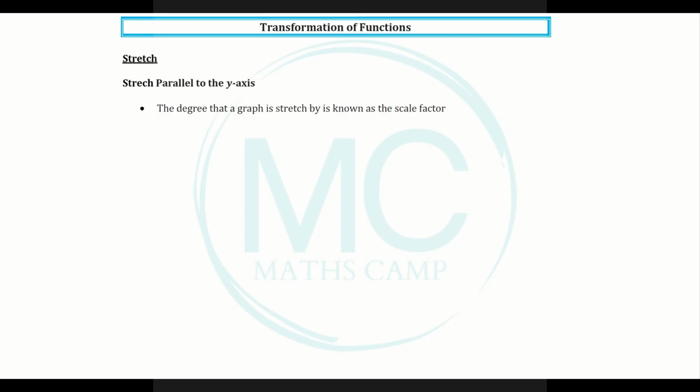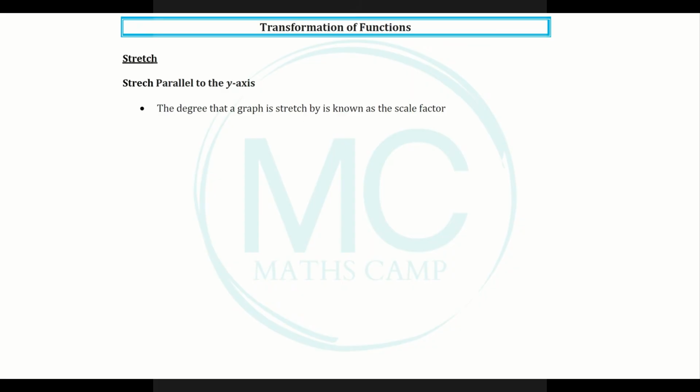The y-coordinate of every point on the stretched graph will be the scale factor multiplied by the y-coordinate of every point on the original graph. So if the original graph has a point with a y-coordinate of 2, and we have a scale factor of 3, 2 times 3 gives us 6. This will be the y-coordinate of the respective point on the new graph.